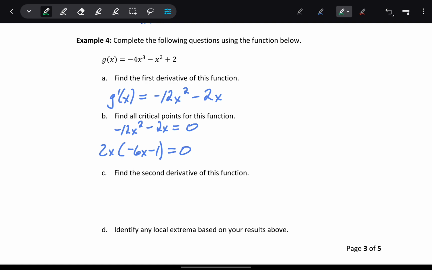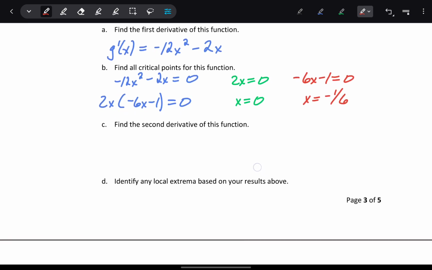And we get two equations to solve. The case where 2 times x is equal to 0, or negative 6x minus 1 is equal to 0. The first equation gives us x equals 0 as a solution, and the second equation will give us x equals negative 1/6 as a solution. Now we have two critical points. We'll have to test both of them in order to classify them.